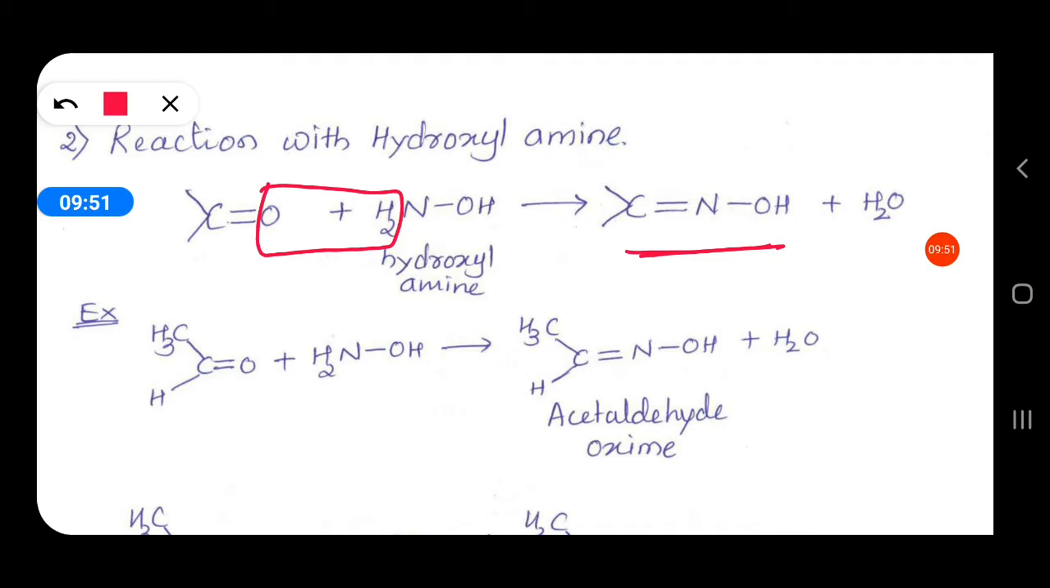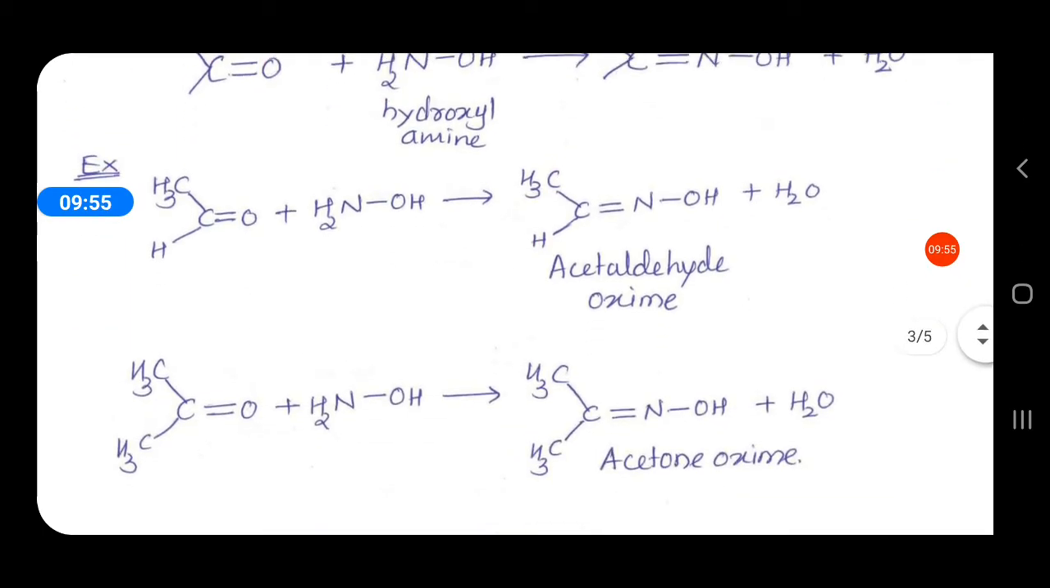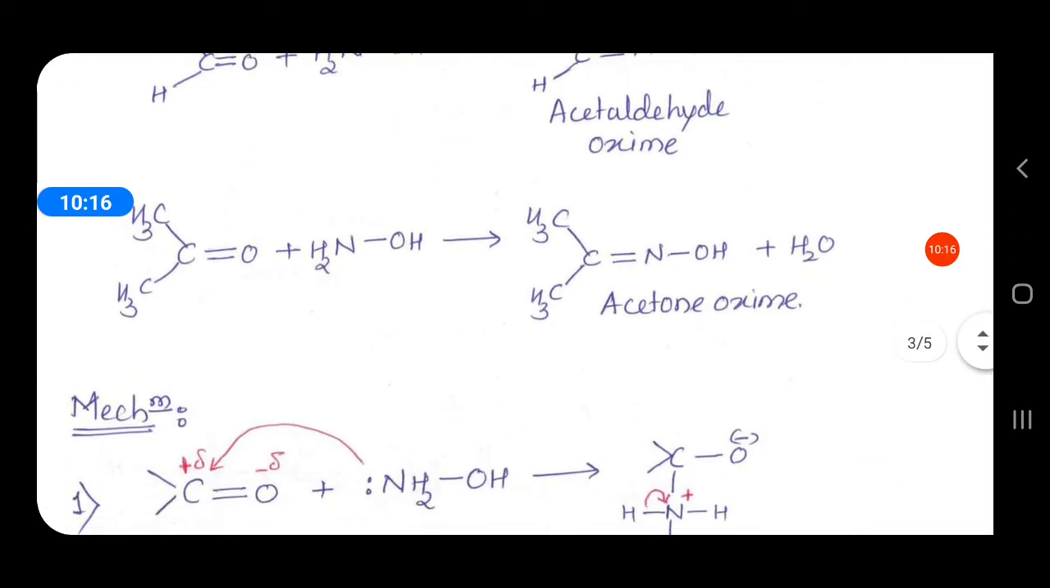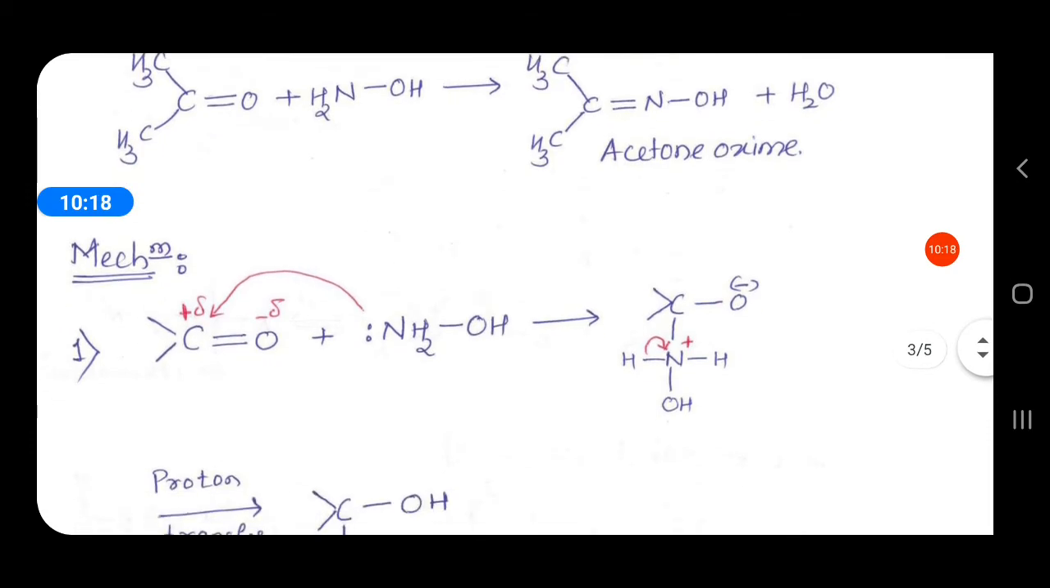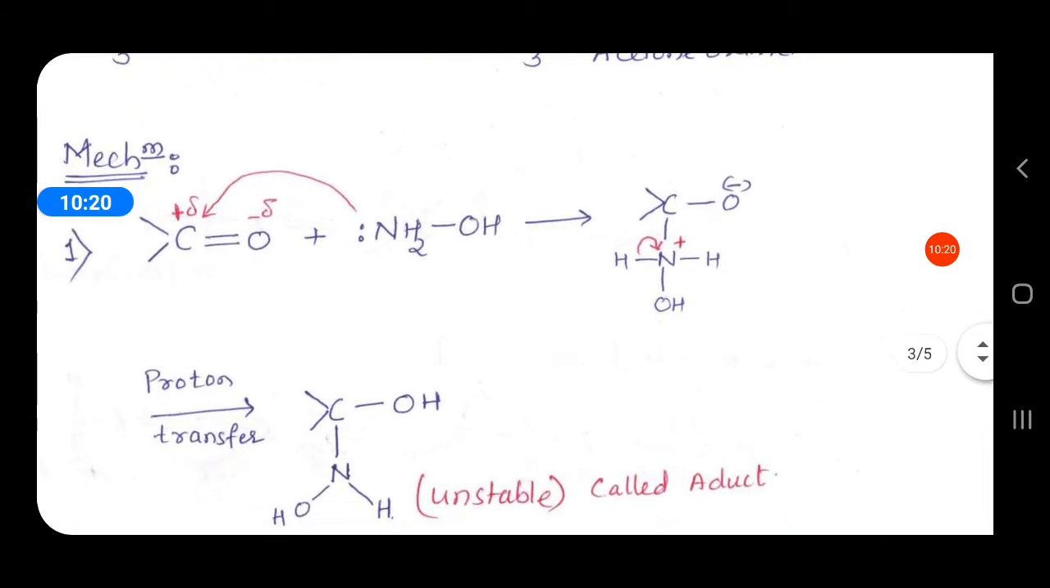For example, acetaldehyde, when treated with hydroxylamine, gives acetaldehyde oxime. Or when acetone is treated with hydroxylamine, acetone oxime is obtained. This reaction is a characteristic reaction of carbonyl groups. Let us see the mechanism of how this reaction takes place.